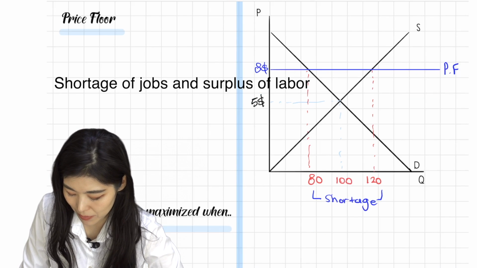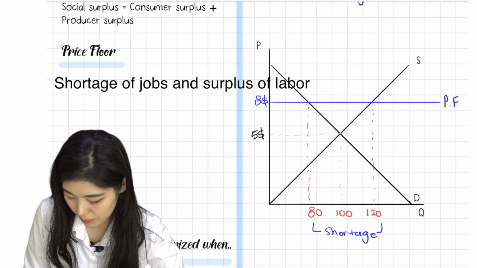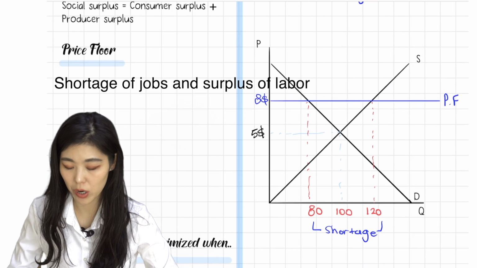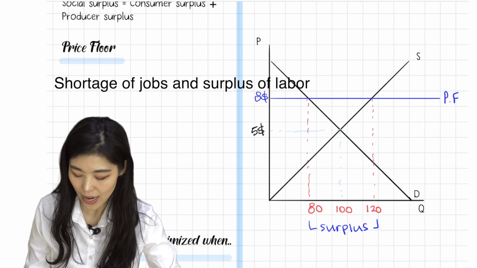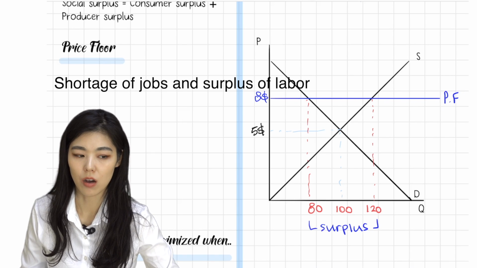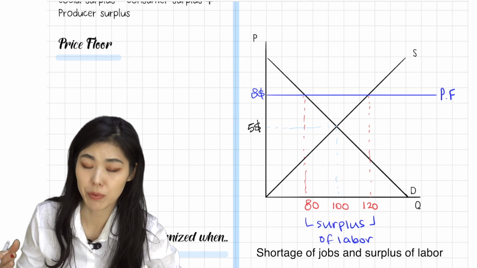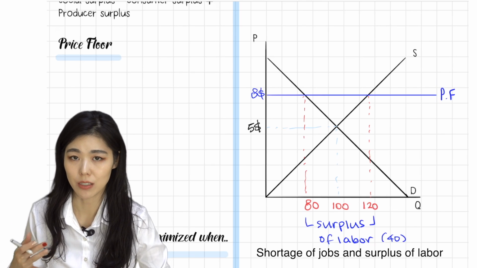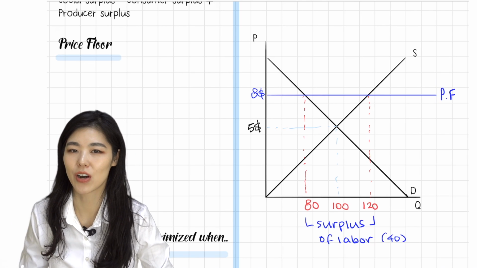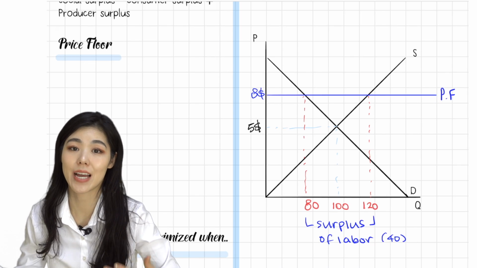So how much surplus of labor do we have? We have 120 people who are willing to work at this minimum wage, $8, but then only 80 jobs are opened. Only 80 people get hired. 40 people are willing to work, but they are unemployed. In the FRQ, they will give you a price floor. They would ask you to calculate the social surplus and the deadweight loss.